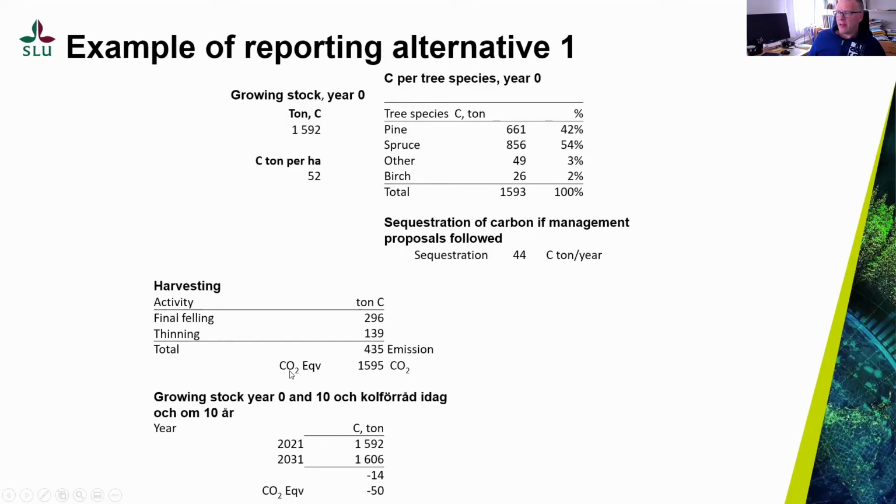You can translate it to carbon dioxide if you want to. But anyway, here you can see 44 tons per year, for 10 years it will be 440. So it's a little bit higher, the carbon sequestration evens out the harvesting in this case, because the growing stock is increasing a little bit. But this is only on the forest level. We don't care about what happens with this part here.